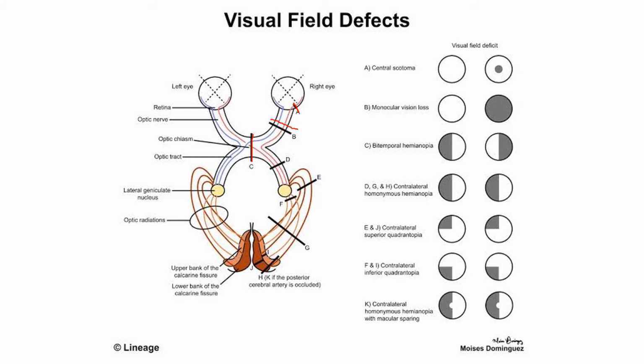Okay? So, pagka naman sa level of this one, the D, okay, dito sa optic tracts, and then your G, dito sa may bandang optic radiations, and of course your H, okay, or the posterior part of your lower bank of your brain. Okay, what would happen to you? You would have contralateral homonymous hemianopia. Okay, so yan, D, this one, the G, and the H.